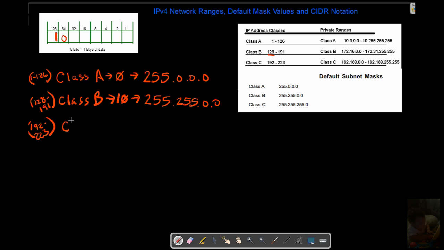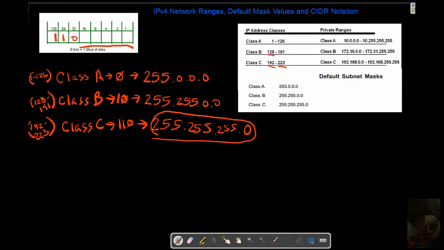192 to 223, we are paying attention to the first 3, 110. So regardless of what happens from this point down, if I start 110 as my bit pattern in my very first octet, I'm at least at 192. I can be no higher than 223. So regardless of what happens here down, I know I'm at a class C, and I know I have a default mask value of 255.255.255.0.